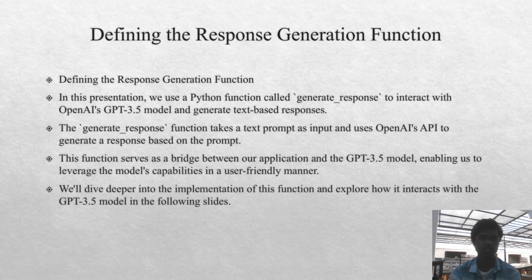So let's first understand defining the response generation function. In this presentation, we use a Python function called generate_response to interact with OpenAI's GPT 3.5 model and generate text-based responses. The generate_response function takes a text prompt as input and uses OpenAI's API to generate a response based on the prompt. This function serves as a bridge between our application and the GPT 3.5 model, enabling us to leverage the model's capabilities in a user-friendly manner.